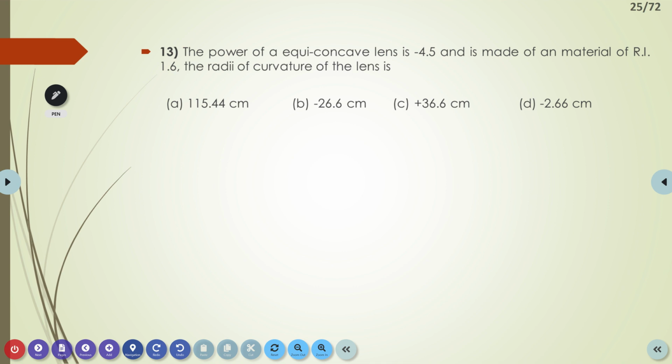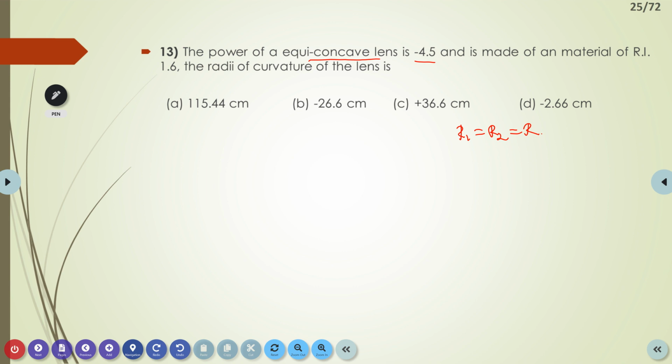Next one. The power of an equiconcave lens is negative, because power is minus, and it is made of a material of refractive index 1.6. Then what is the radius of curvature of that lens? Here equi means R1 equal to R2 equal to R.